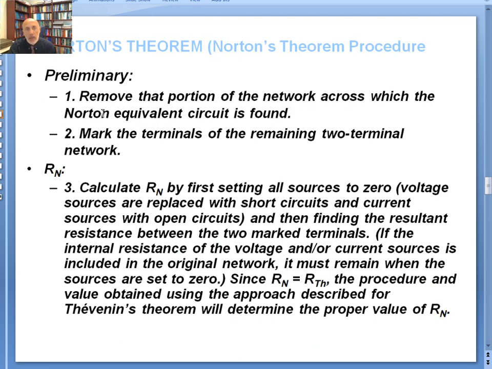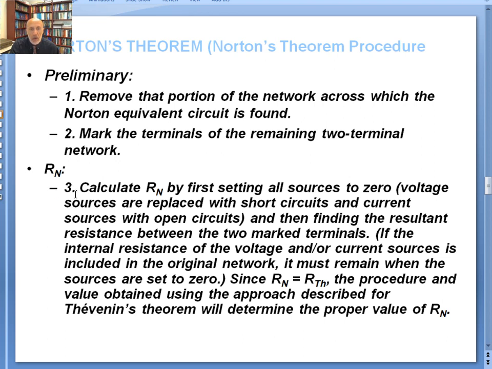How do you do that? Other than the I Norton, everything else is almost identical to what we did with Thevenin, so we're not doing anything new. Step one, you remove the portion of the network across which the Norton equivalent circuit is found. So you identify the network A and B and open circuit it. And then you mark the terminals of the remaining two-terminal network, which you call A and B, or some people call it X and Y.